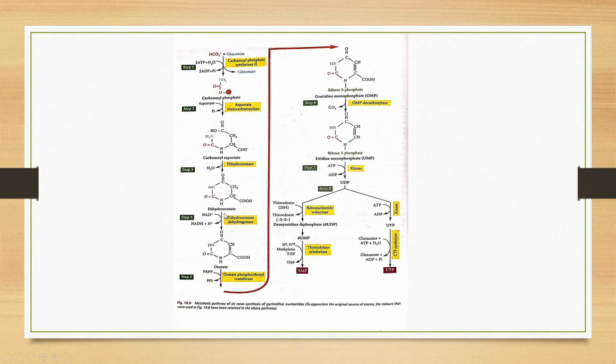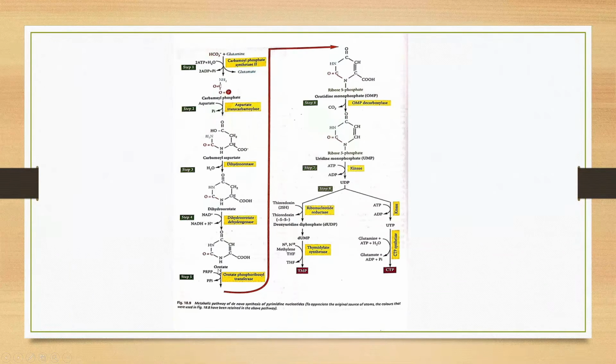dihydroorotate. Dihydroorotase catalyzes the reaction and the formation of dihydroorotate. Step 4 is a dehydrogenase dependent on NAD. Dihydroorotate dehydrogenase, dependent on NAD plus, removes hydrogen atoms from C5 and C6, forming orotic acid, that is, the formation of orotate or orotic acid.